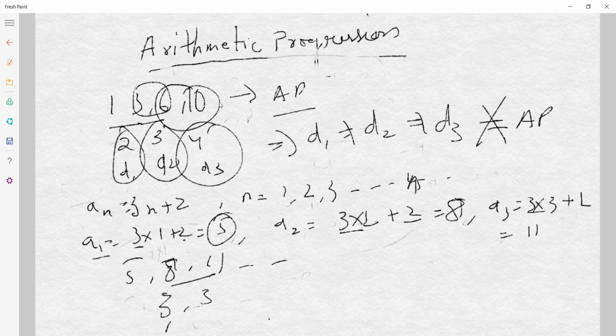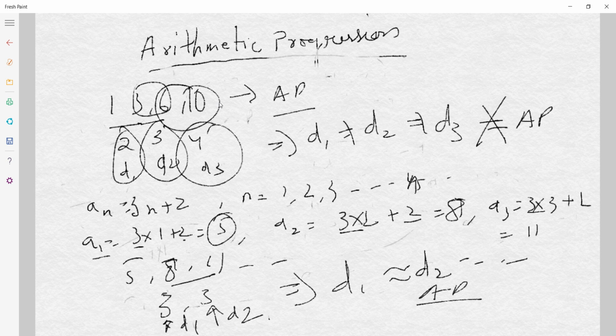So here, assume this is D1, right? And this is D2. So in this case, D1 equals D2, and hence for D3, D4 as well. So this is an AP sequence, right? So this is how we do it. So if you get an equation like this, and you want to find out if this is an AP sequence or not, it's very easy to do that. Just substitute n with numbers 1, 2, 3, and then work it out, right? That's the easiest way to do that, right?